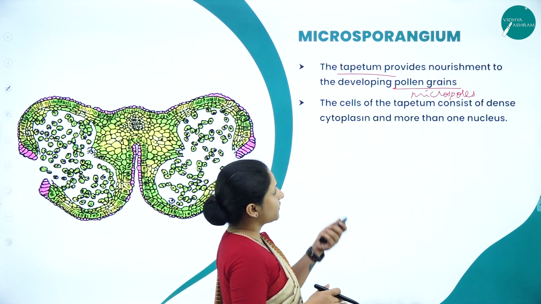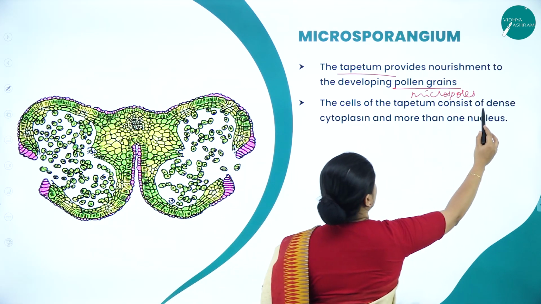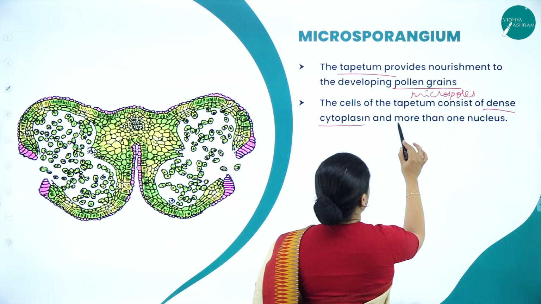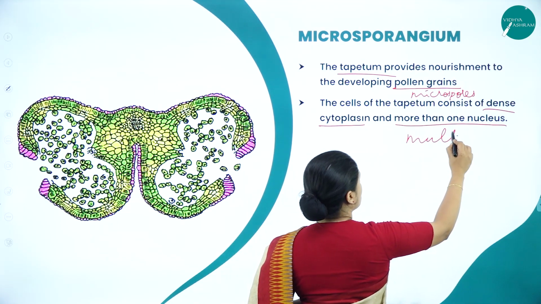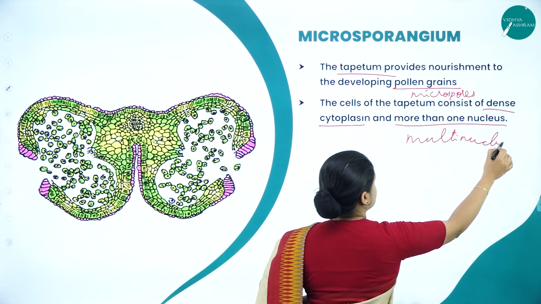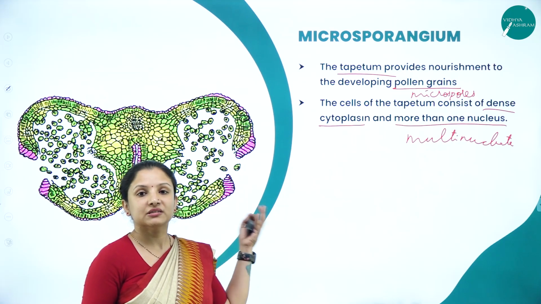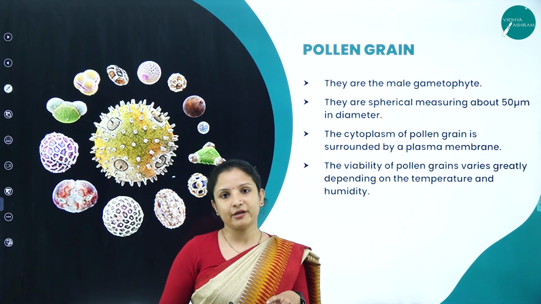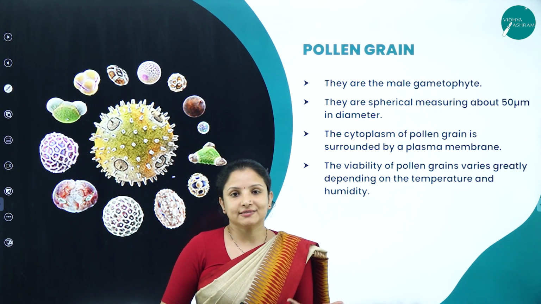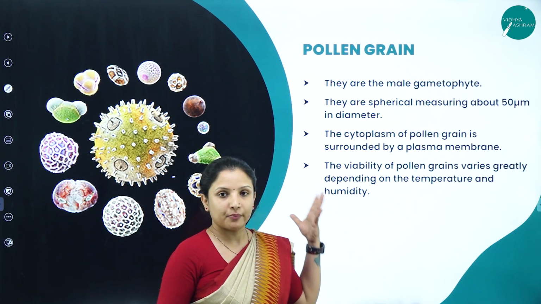The cells of the tapetum consist of dense cytoplasm. It is filled with thick cytoplasm and it is multinucleate. Multinucleate means it has more than one nucleus. So this is the structure of the microsporangium. This is very, very important. Next, we know what is there inside the microsporangia. Pollen sacs. And in the pollen sac, microspores are there. So we'll talk about the pollen grains.